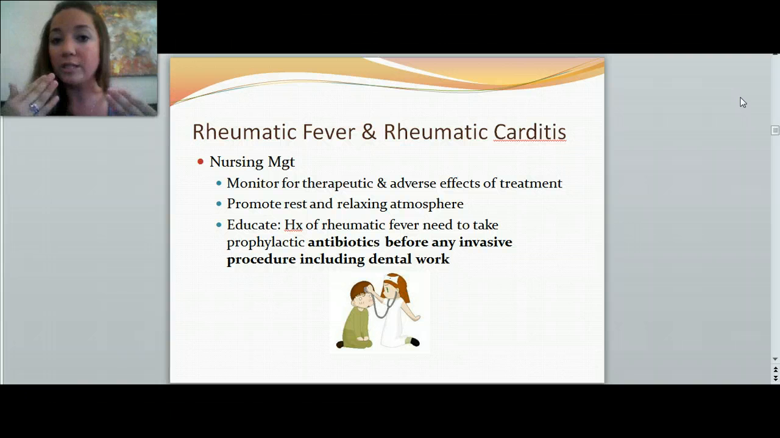Because think about it, when you get dental work done, there's little capillaries all throughout your gums, and whenever they're working in your mouth, they're introducing bacteria to those little capillaries. It's kind of gross to think about. But if you take a prophylactic antibiotic, especially if you have a history of rheumatic fever or rheumatic carditis, you're going to prevent any kind of infection from entering your bloodstream that way. Before they have any kind of surgery too, they need to take prophylactic antibiotics because these patients are at high risk of developing further complications and further infections down the road.